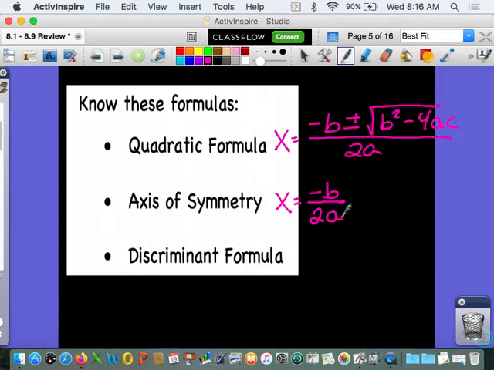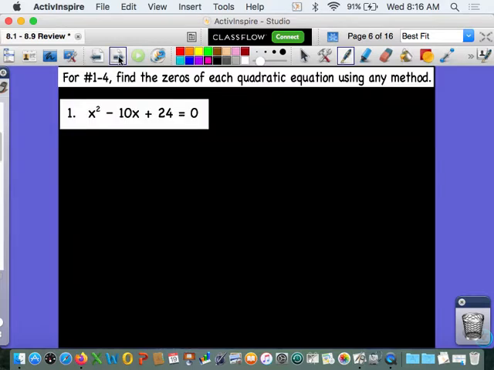My discriminant formula: b squared minus 4ac. It's not going to have an equal sign. It's not going to say x equals. It's just b squared minus 4ac. These formulas you must have memorized. Okay? Questions on the formulas? All right.